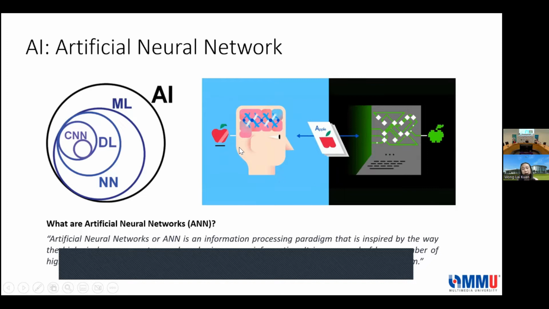Now, in order to allow the computer to do that, what the computer scientists did is they came out with something called a neural network. That is a network that consists of many neurons that mimics the neurons in the human brain. So it's a bio-inspired information processing paradigm, inspired by the biological nervous system of our brain, and it can then recognize an apple.